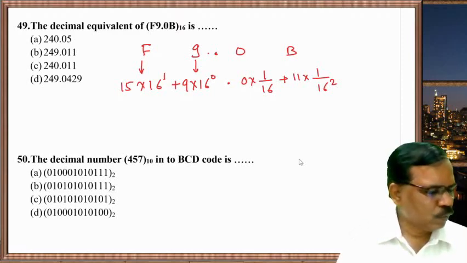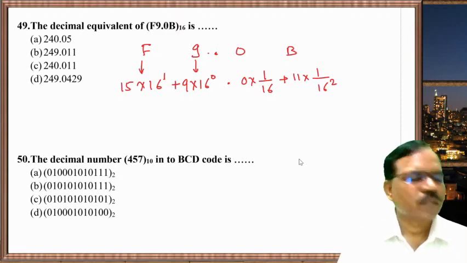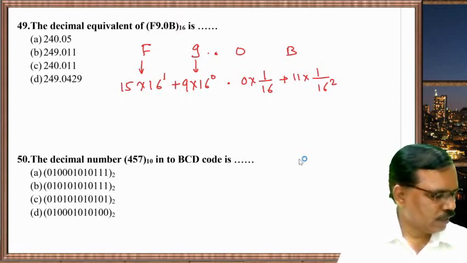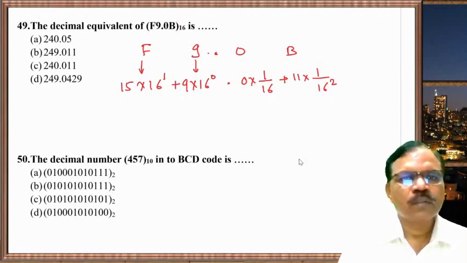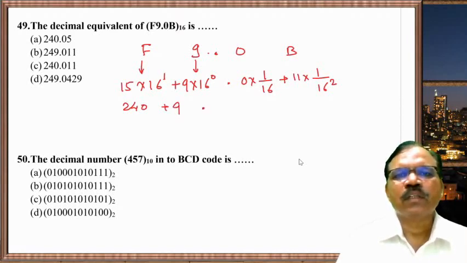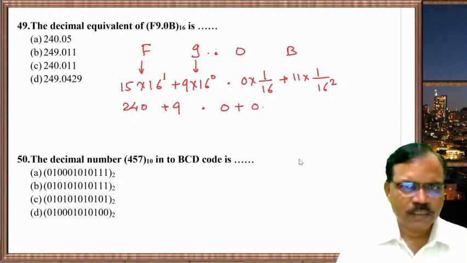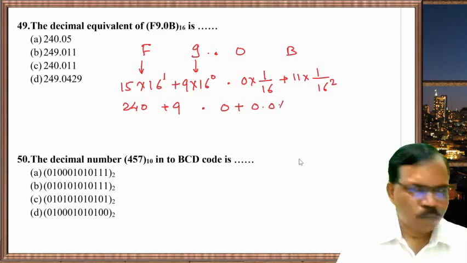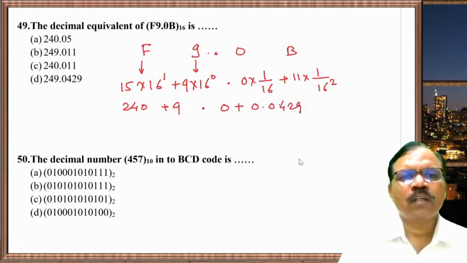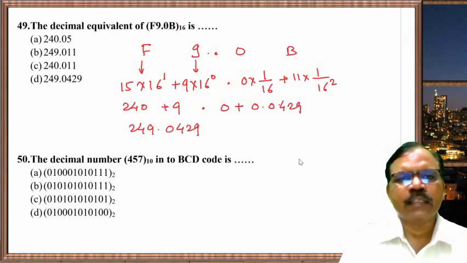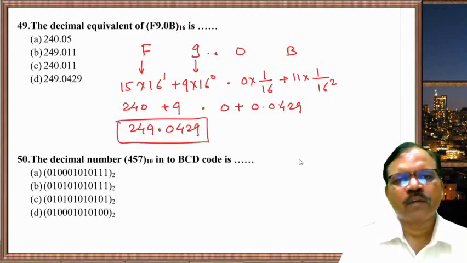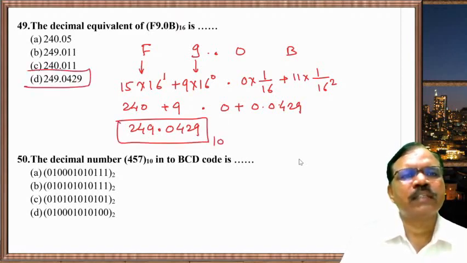So 15 into 16, you will get 240 plus 9 point. Now the first one is 0 plus 11 by 256, you will get 0.0429. So you will get 249.0429. This is the number to the base 10. So this last one is correct.